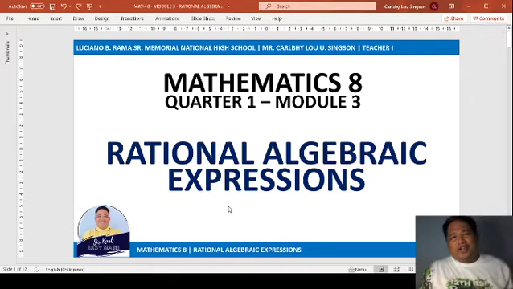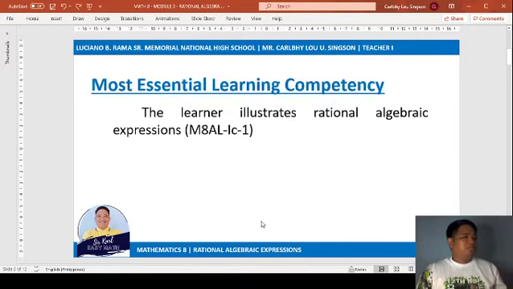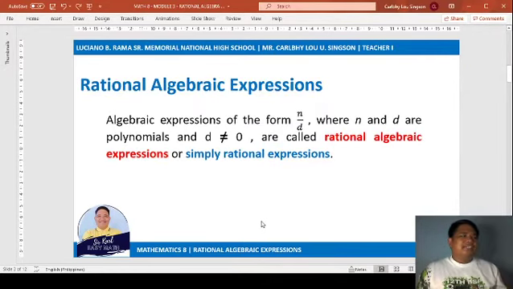Today, we're going to tackle Quarter 1, Module 3 of Mathematics 8, and that is all about rational algebraic expressions. The most essential learning competency that we're going to discuss today is: the learner illustrates rational algebraic expressions. So, what is a rational algebraic expression?